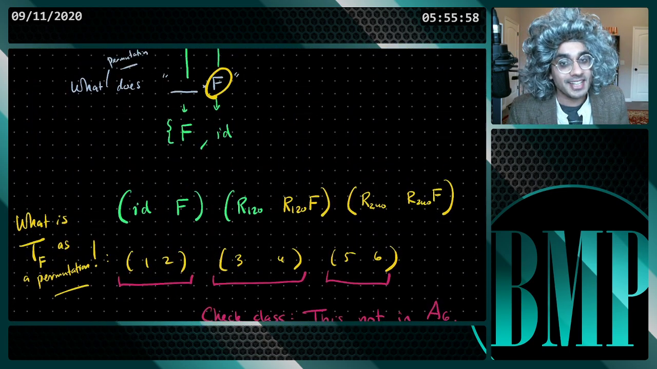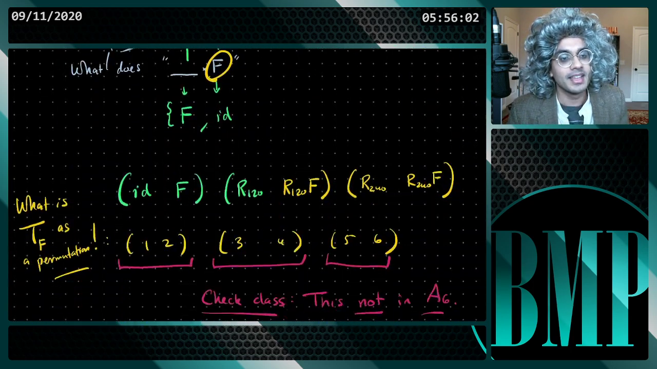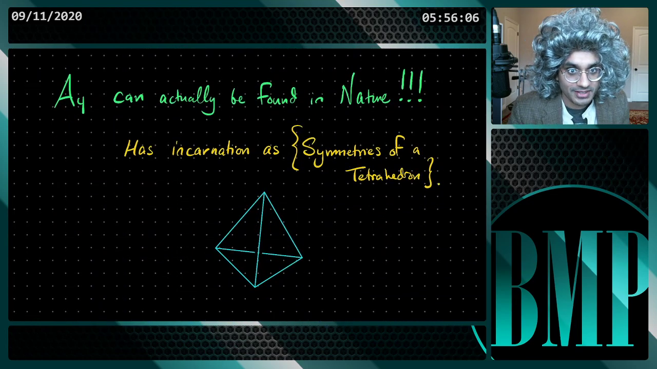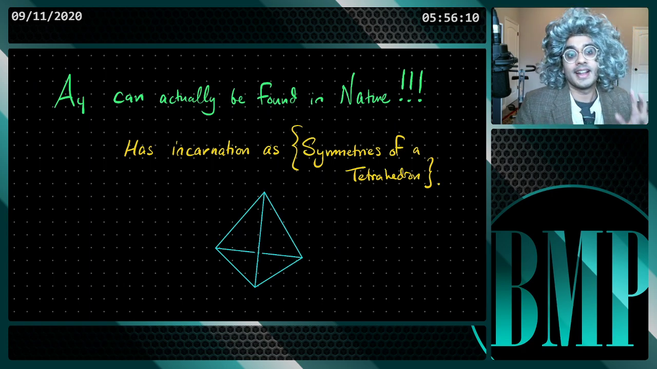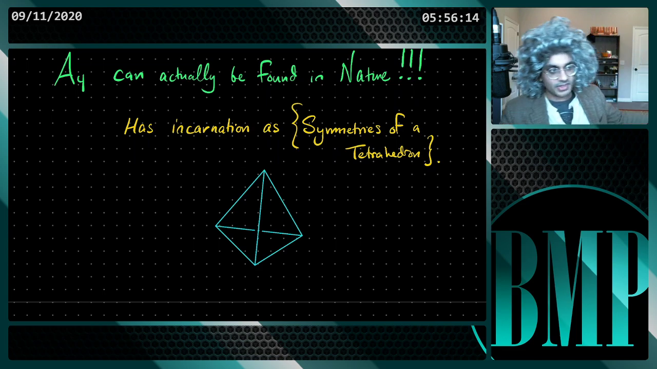No, sorry. Just like there's a vertex homomorphism from Dn to Sn, there's a vertex homomorphism from the tetrahedron symmetry group to S4, and the image is A4. So let's talk about this. Let's go.